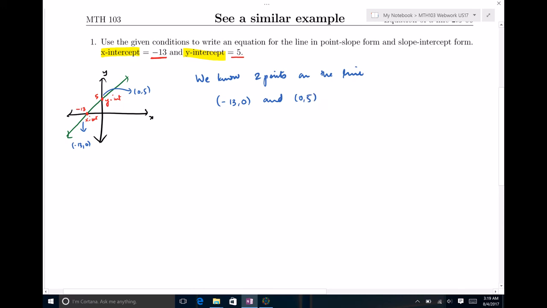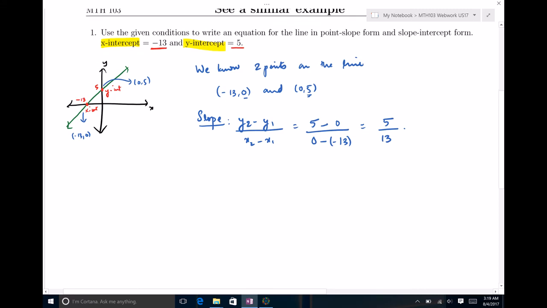Now once we know 2 points on the line, it's easy to find the slope of the line. The slope of the line is given by y2 minus y1 over x2 minus x1, which in this case is y2 is 5 minus y1 is 0, over x2 is 0 minus x1 is -13. So that's 5 over 0 minus -13, which is +13. So 5 over 13 is the slope that we need.